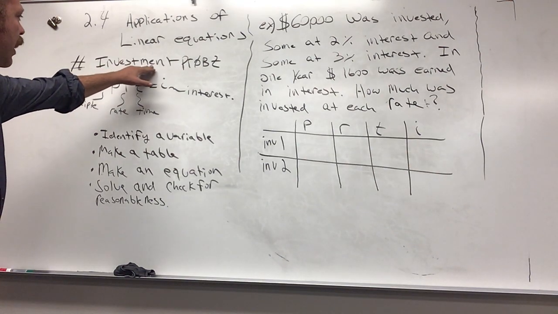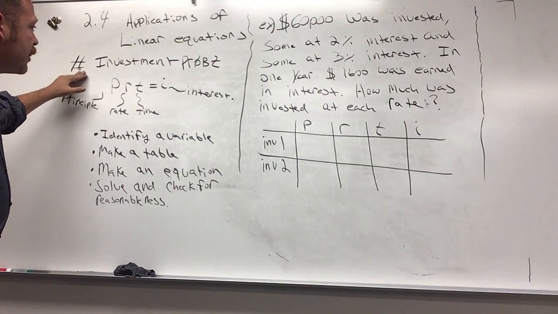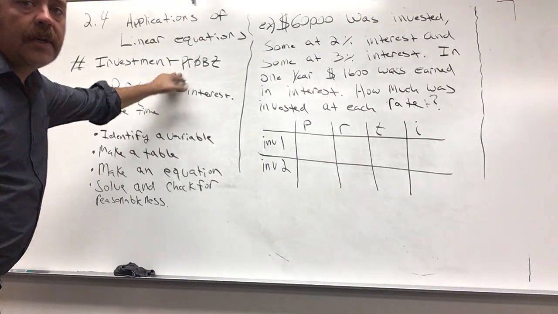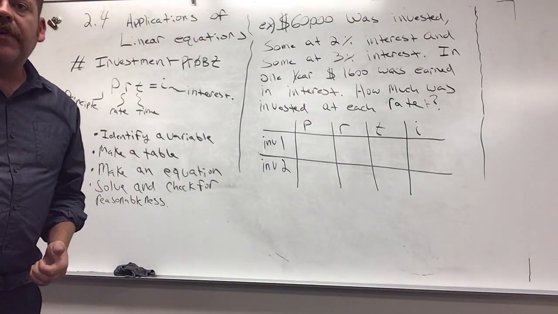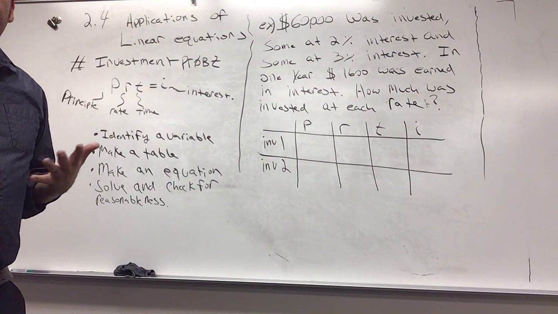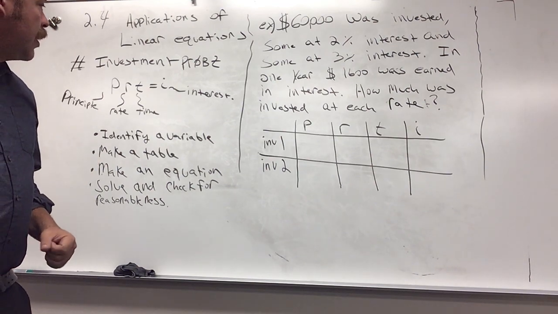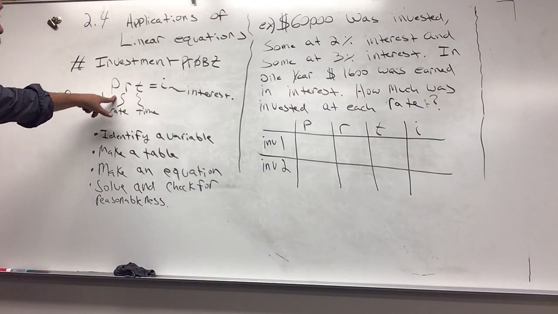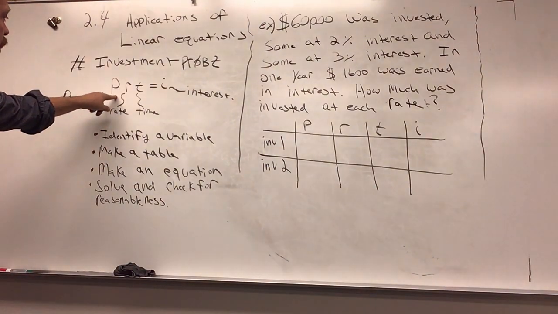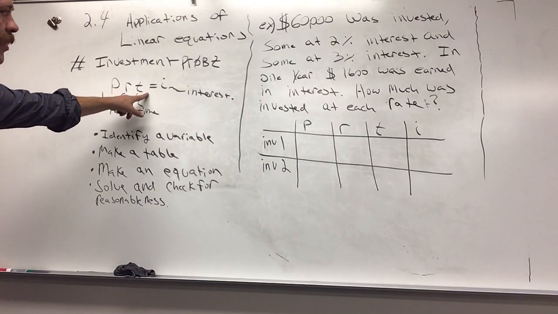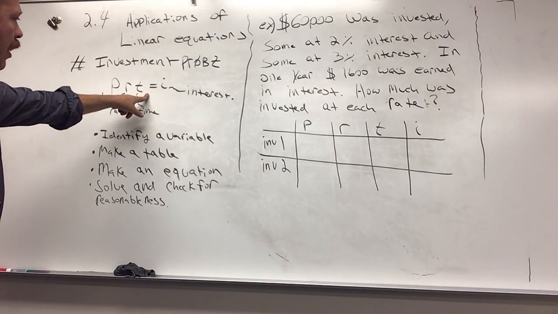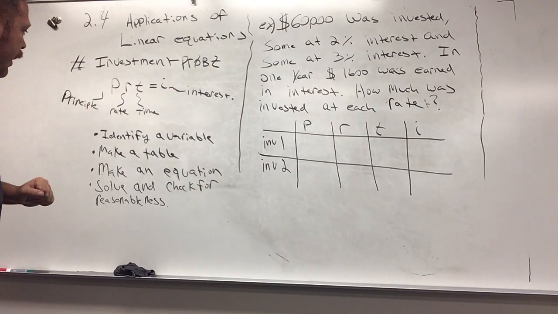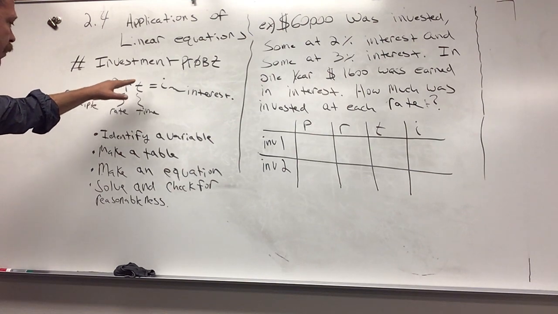What we're going to work on now is investment problems. So you all know when you invest money, you earn interest. That's what this is all about. And we're going to use what's called the simple interest formula. And that formula is principal times rate times time is equal to the interest earned, okay? Principal times rate times time.